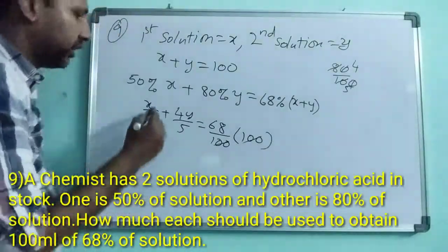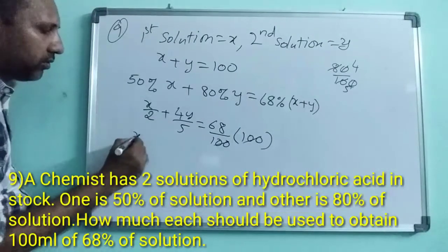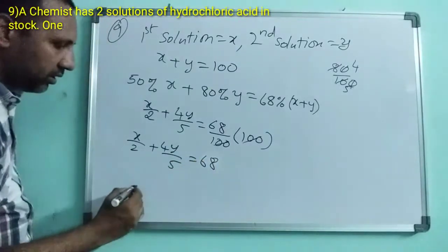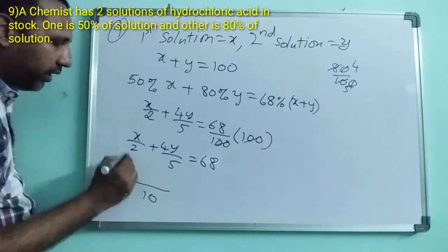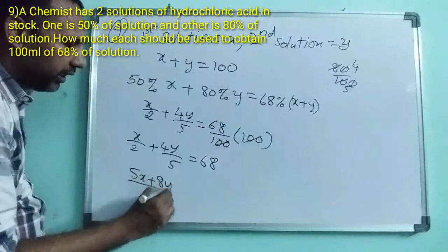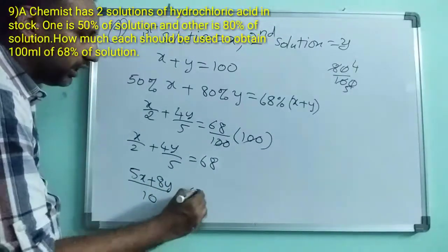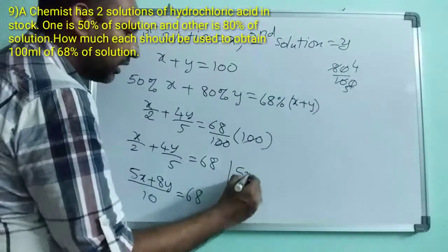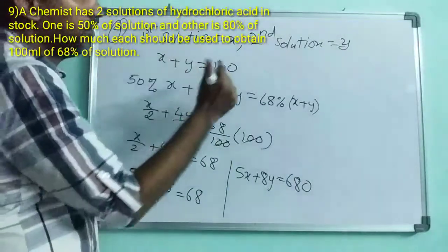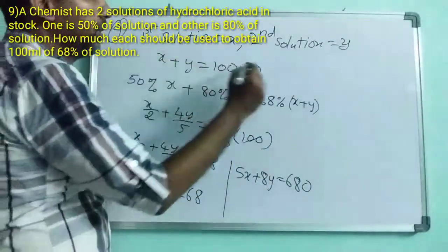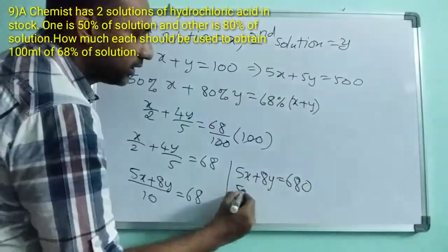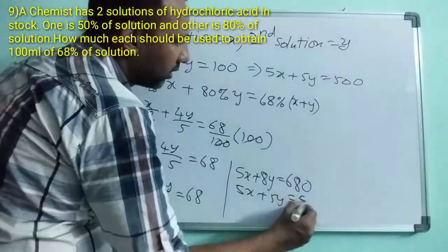We can get an equation now. x by 2 plus 4y by 5 is equal to 68. Now if you take LCM 10, 5x plus 8y is equal to 680. Here we have 5 and 8 and we don't have the same coefficients, so we multiply x plus y equals 100 by 5. 5x plus 5y is equal to 500.